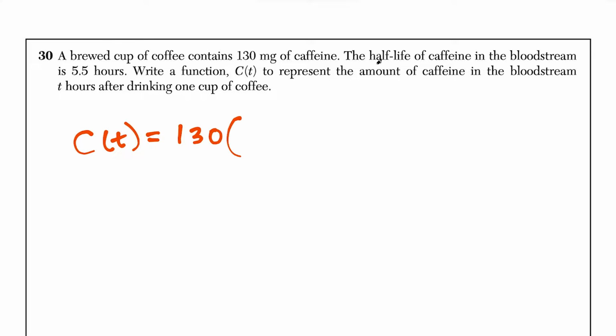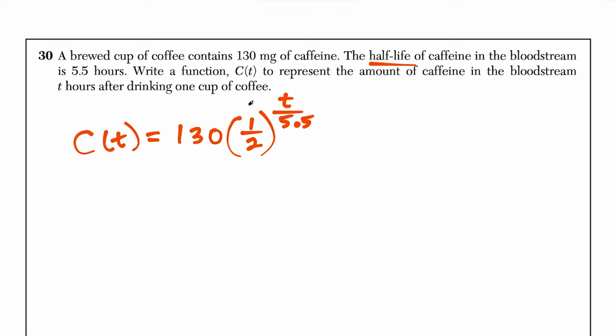And since we're dealing with a half-life, we're going to be writing an exponential function here with the base of 1/2. And then the half-life time of 5.5 hours is going to go in the denominator. So we have over 5.5. So just setting this up here would get us full credit.